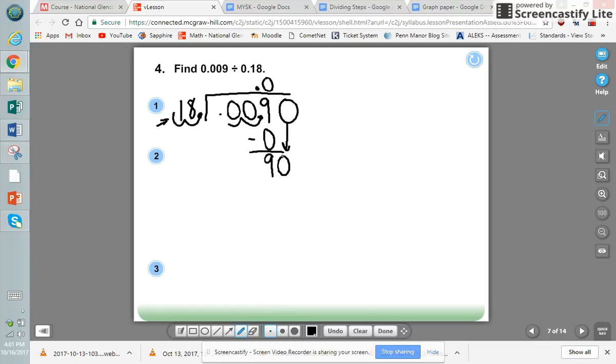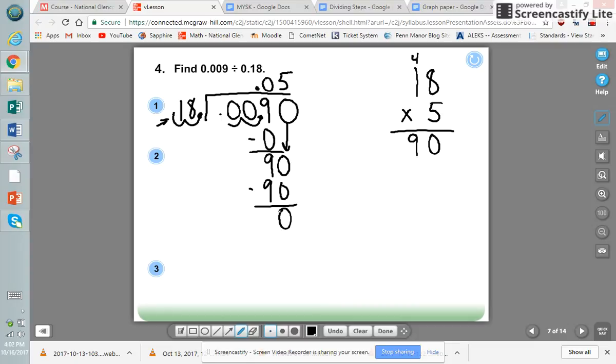Are there any numbers times 18 that give me 90? Well, let's think a minute. What if I tried 5? 8 times 5, of course, is, you got it, 40. I'm going to carry the 4. 5 times 1 is 5, plus 4 is 9, and voila, we found it. Do our subtraction. Leaving us with 0. We have 0 there. We have 0 up here as kind of a remainder, which means we're done, and that feels good.